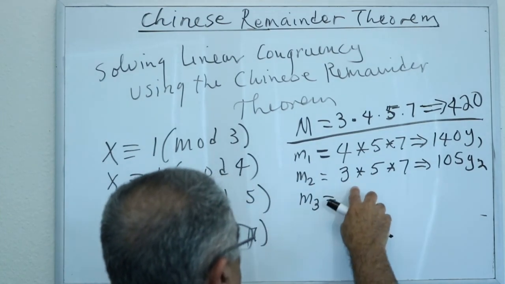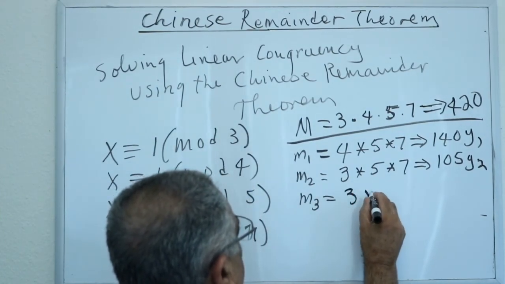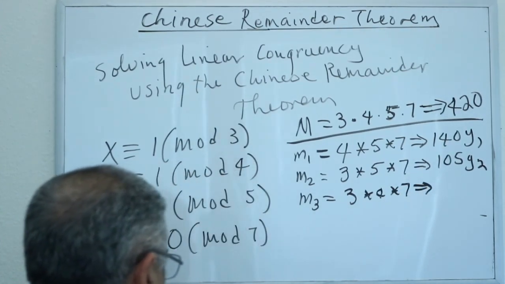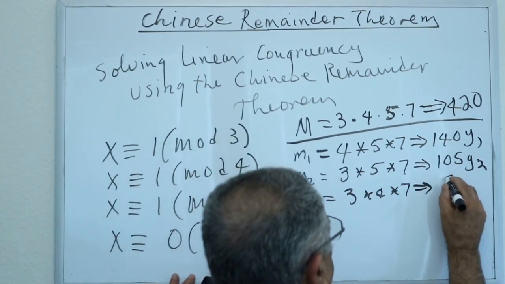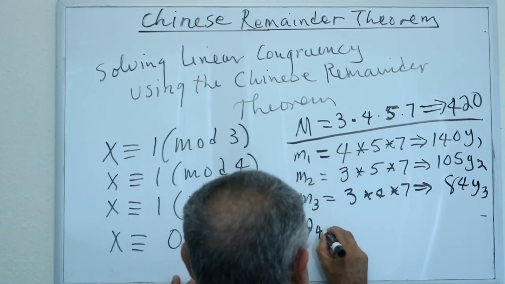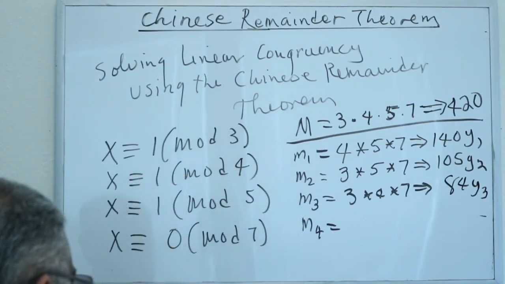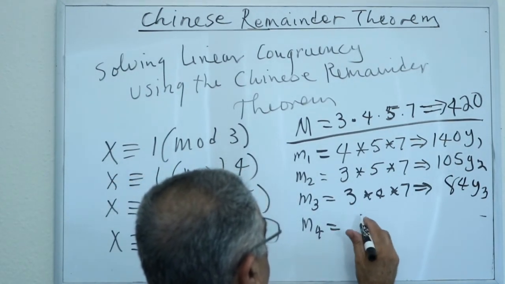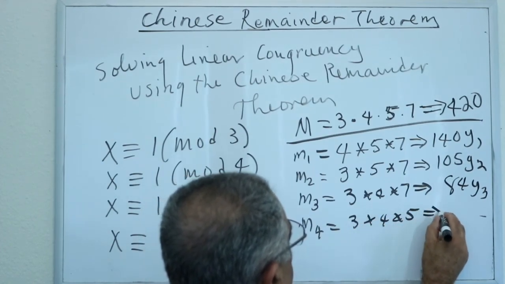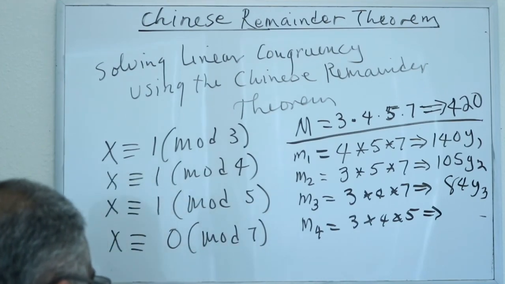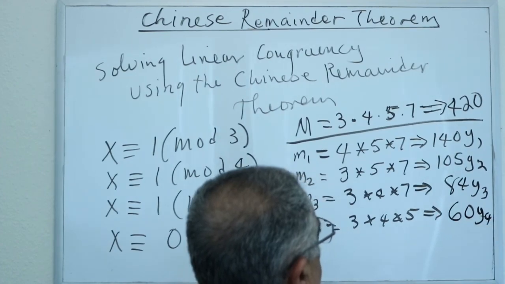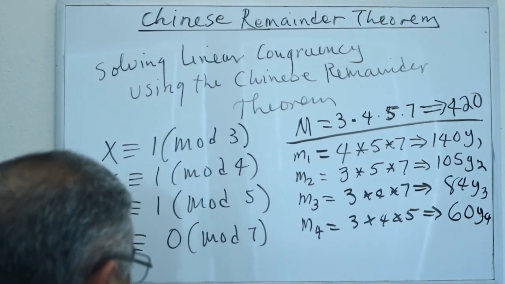Let's do 3, 4, and 7. So 3, 4, and 7 gives me 84 y sub 3. Now, how about m sub 4? So m sub 4, 3, 4, and 5. I took a different arrangement, different combinations, so that gives me 60 y sub 4.